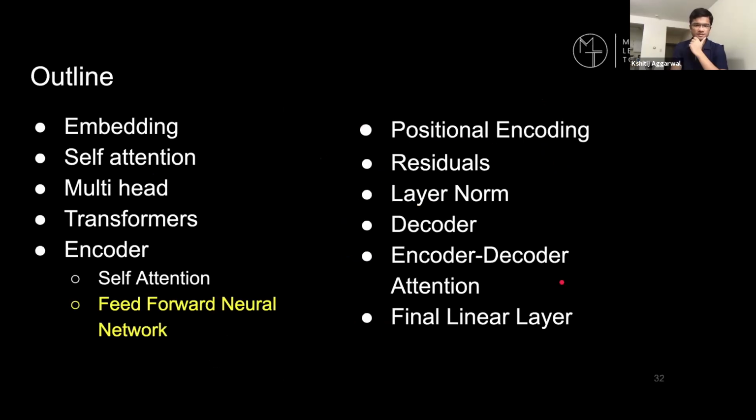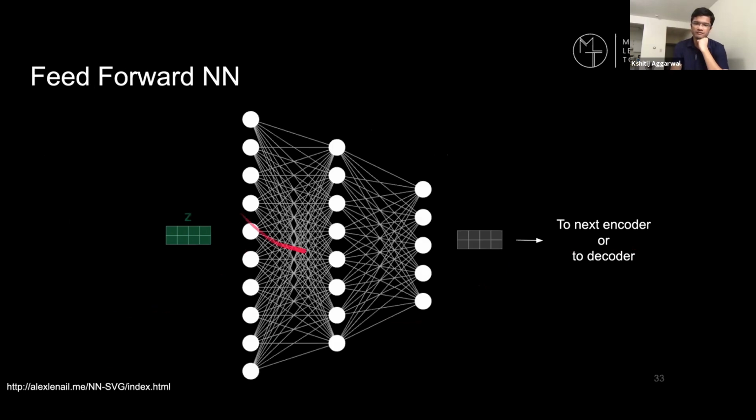So let's now move on to the feed-forward neural network. The first step of the encoder was self-attention, which gives an output which goes inside the feed-forward neural network. And the feed-forward neural network is simply a fully connected multi-layer perceptron with some inputs and outputs. This Z is what we got from the previous layer, which is fed inside this feed-forward neural network, and it gives an output which can be passed on to the next encoder or to the next decoder, if that's the next stage.